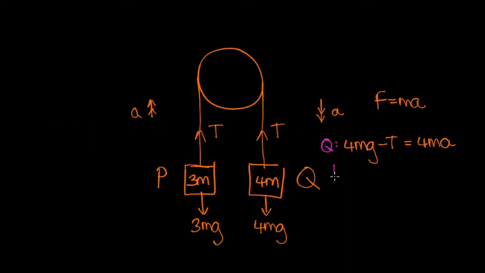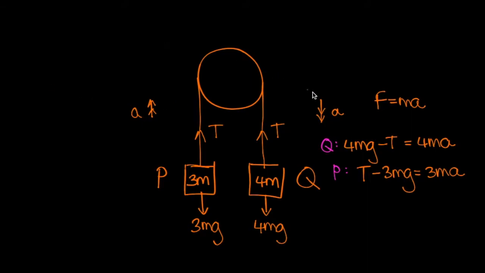If we do the same thing for P now, let's take up to be the positive direction this time because it's accelerating up. So the positive force is going to be T, then we have negative 3mg in the opposite direction, and this is equal to the mass 3m times the acceleration a. And what we end up with is a pair of simultaneous equations in terms of T, m, and a.